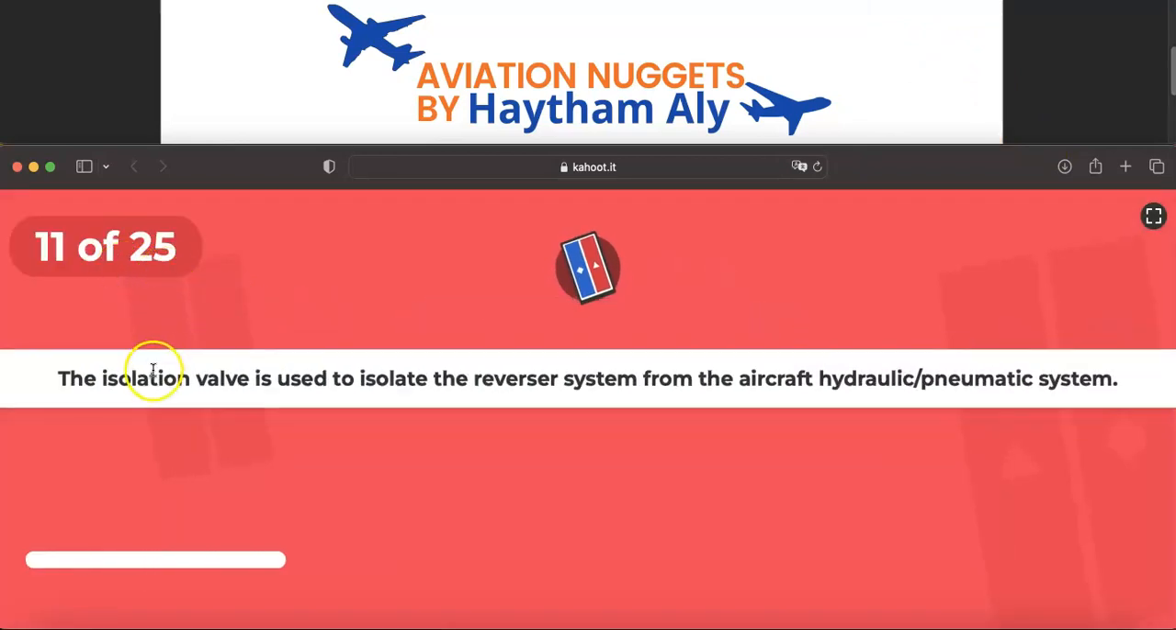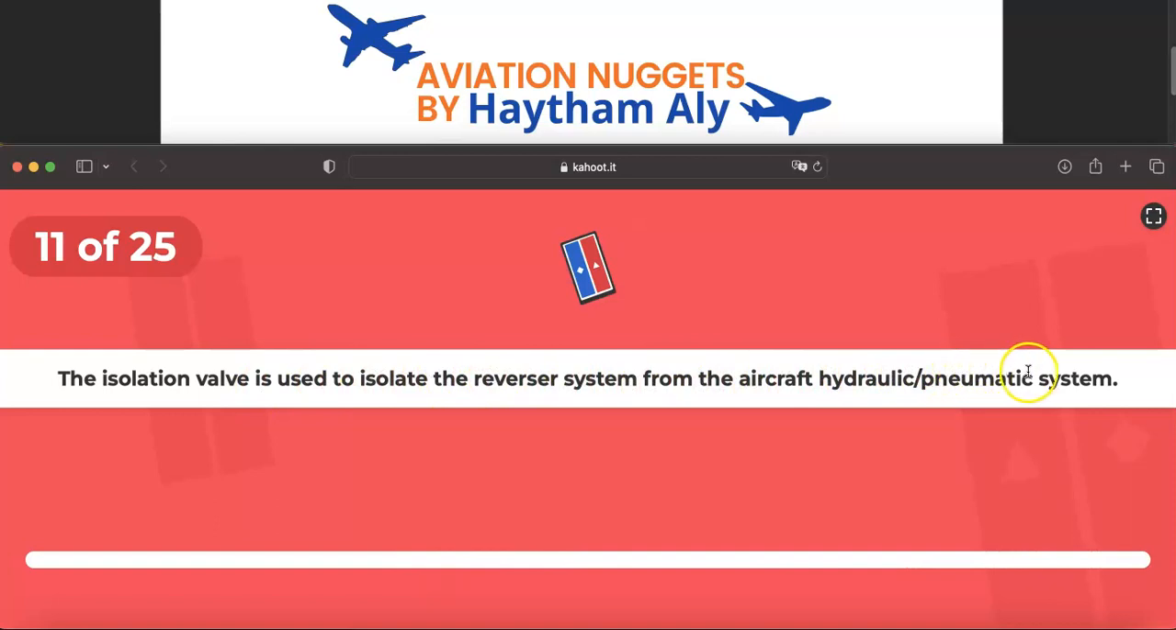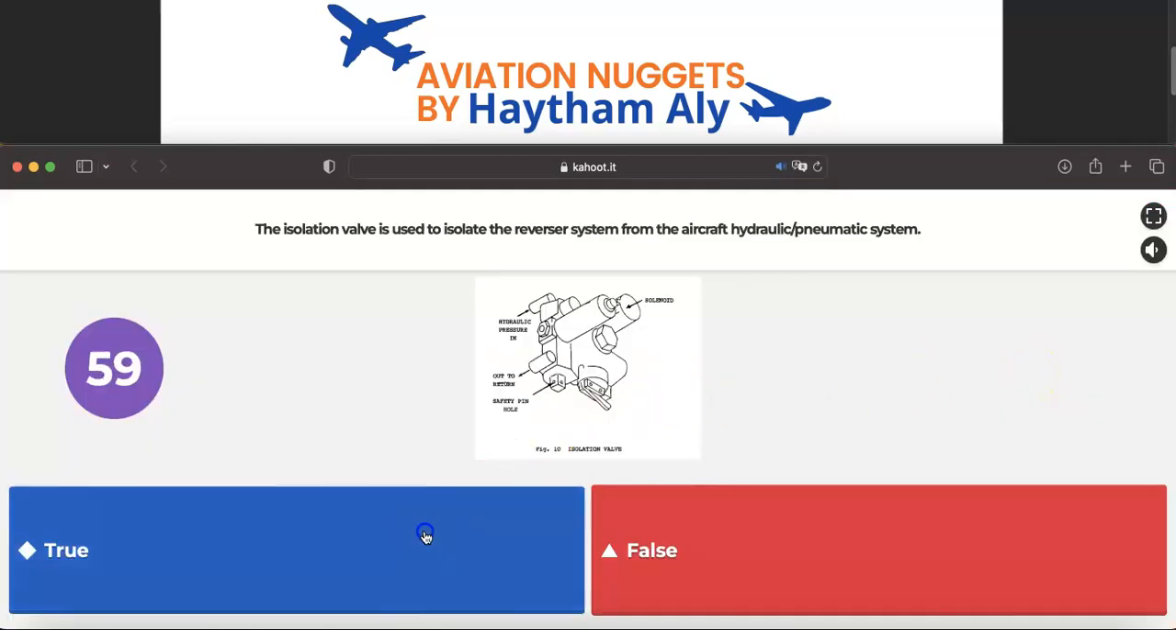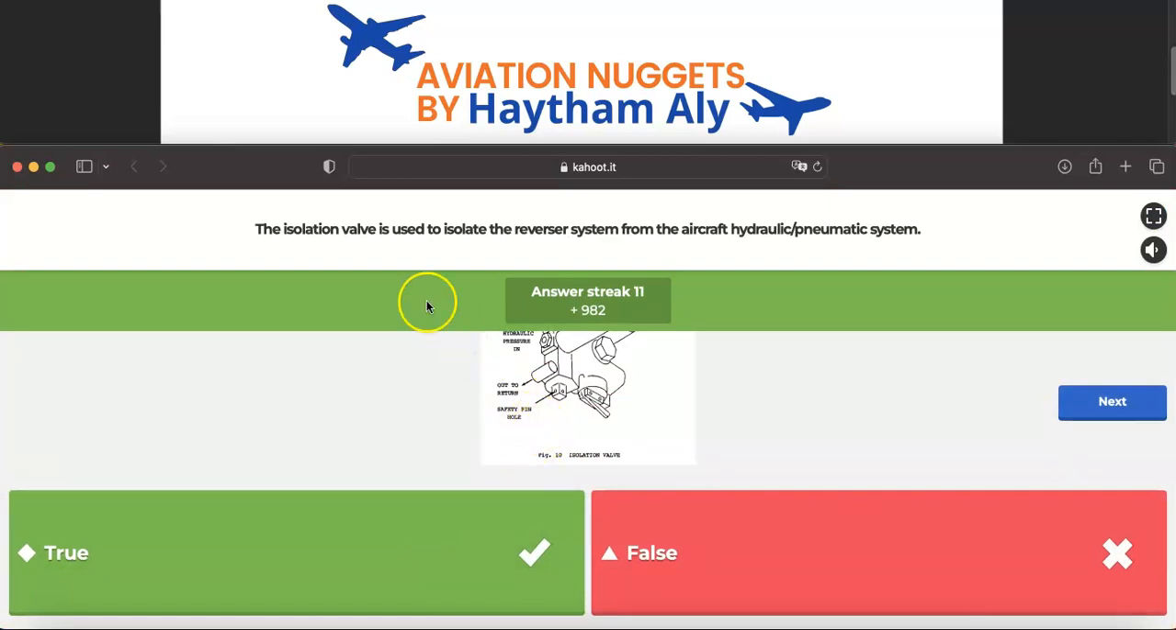Question 11 of 25. The isolation valve is used to isolate the reverser system from the aircraft hydraulic pneumatic system. Yes, this statement is true. Always remember that the isolation valve is an on-off valve located in the hydraulic control unit. If it is energized by the engine computer, it allows hydraulic to go to the thrust reverser actuator. If it is de-energized, it will close and prevent hydraulic supply going to the actuator of the thrust reverser system. So remember always that the hydraulic control unit has an isolation valve and a directional control valve.